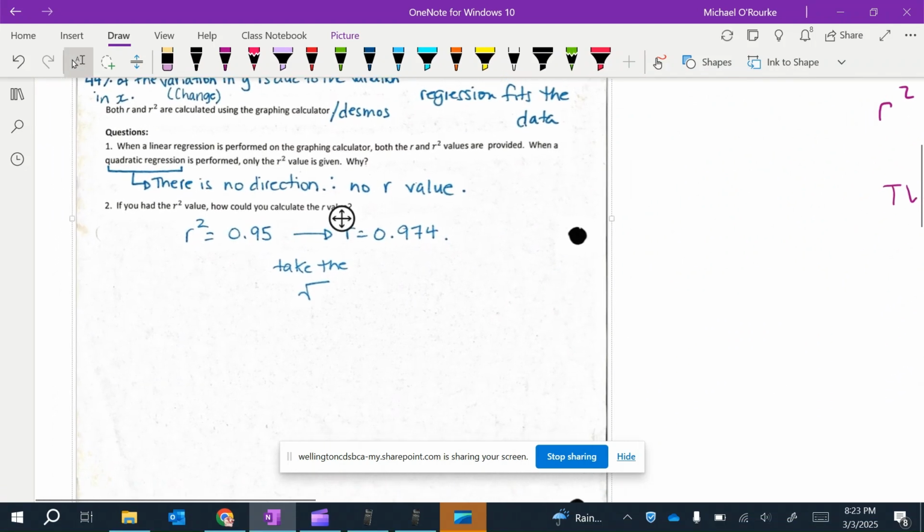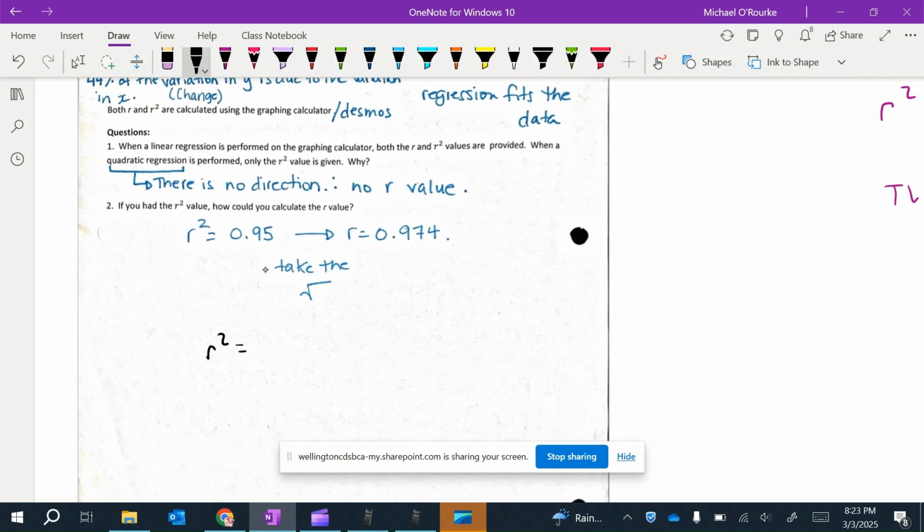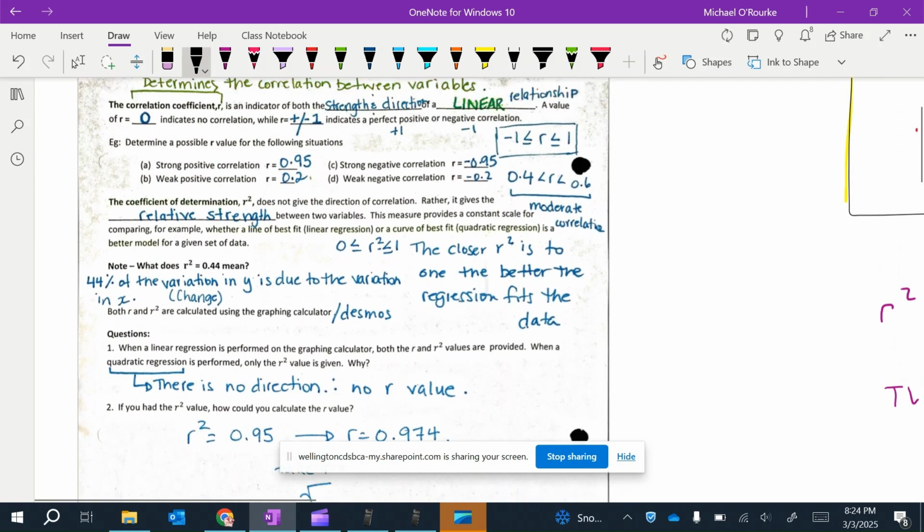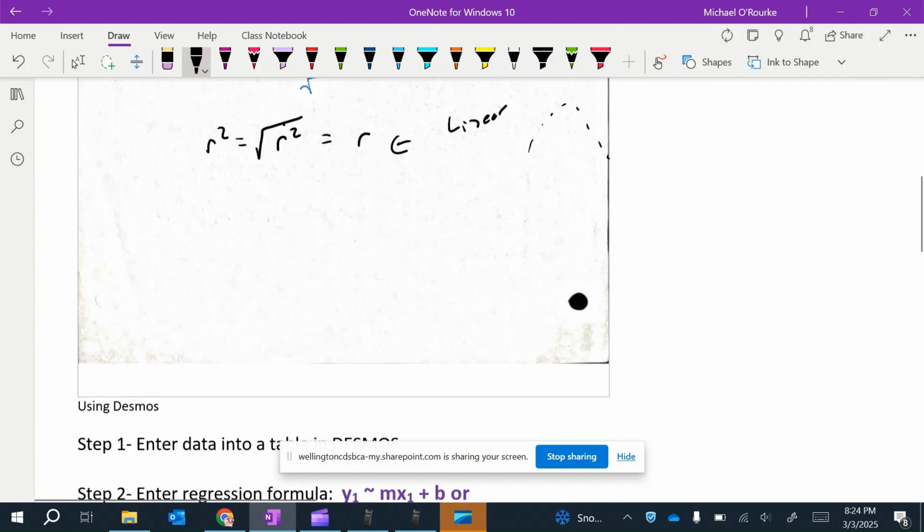And if we have an R squared value, we can go to R by taking the square root of our R squared value. Okay. R value is only for linear relations. You can't have it if there's a curve involved. Okay. Relative strength, and so on.